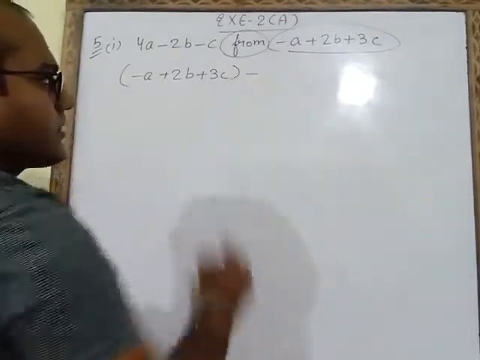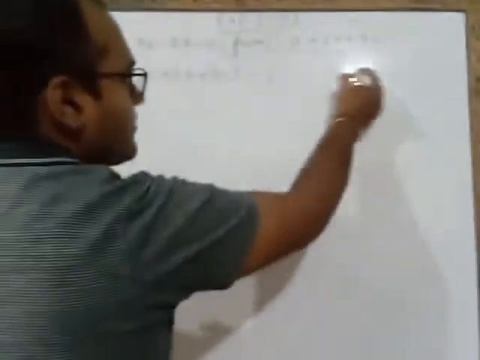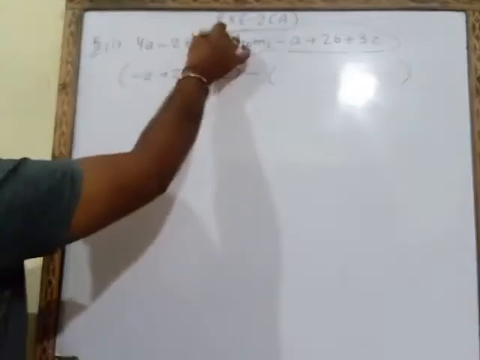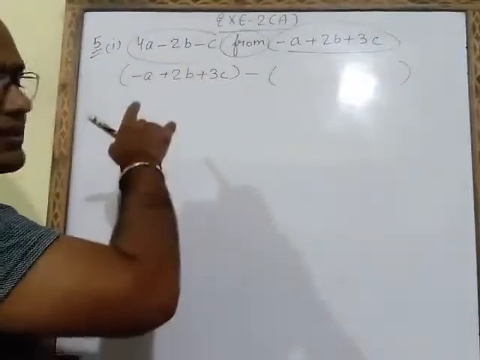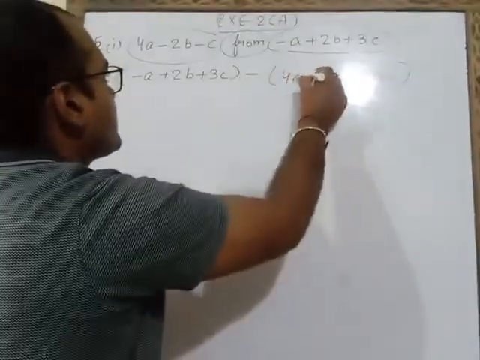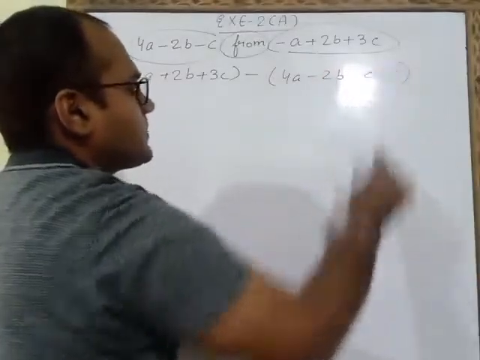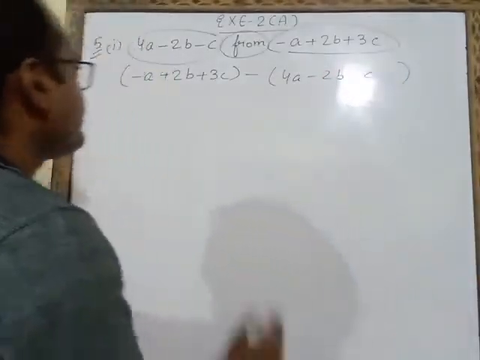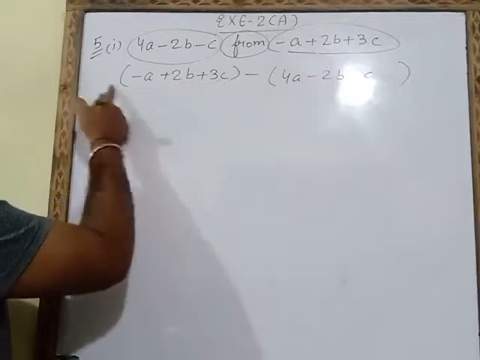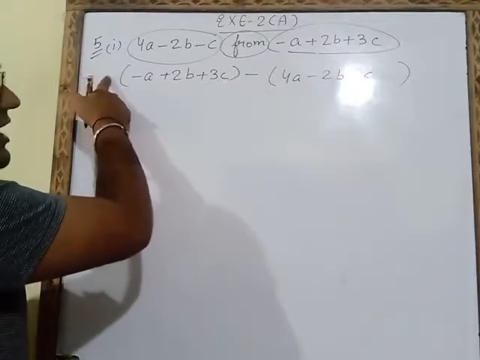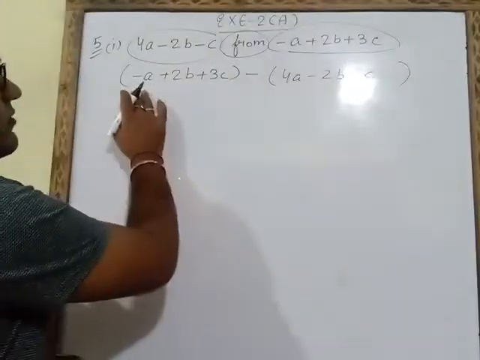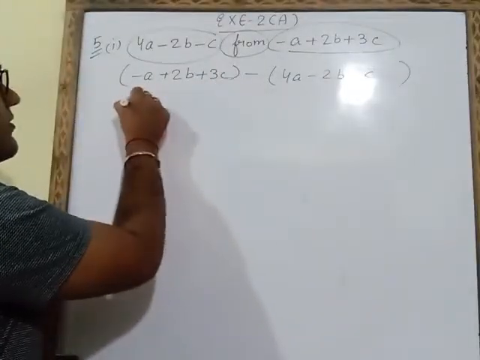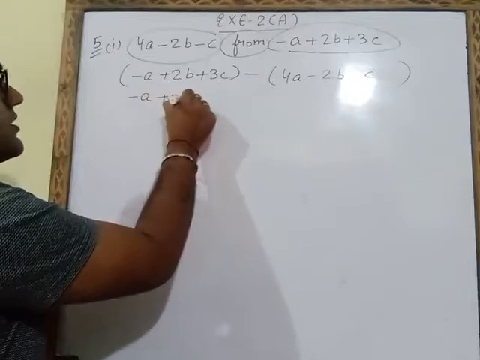Now we have to put the subtraction sign. Now in another bracket we will take the second algebraic expression which is written in the beginning. That algebraic expression we have to write here. So here we will write 4a minus 2b minus c. Now we will open the bracket. Outside the bracket on the left hand side no sign is given, no plus or minus. So we will remove this bracket and we will write minus a plus 2b plus 3c.